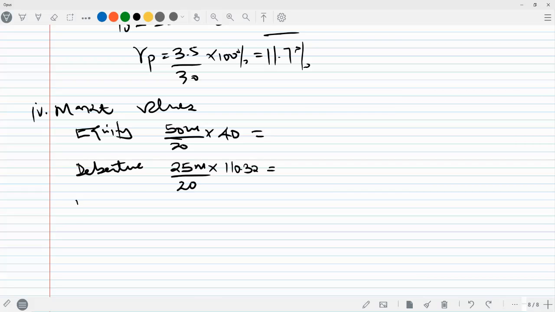Then get the same for the market value of preference shares, which is equal to the number of preference shares issued. The total nominal value is 15 million, the par value per share is 25, therefore divide by 25. Then we multiply by the market value per preference share, which is 30, to give us how much?